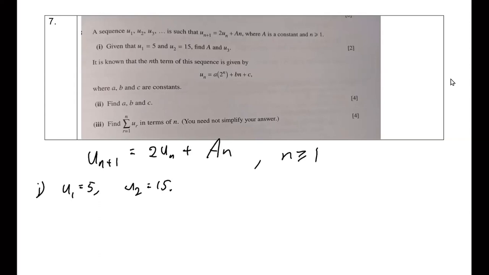Well, it's the same question, right? We just need to find out what's u1, u2, then u3. List them down using the given information. So u1 we already know is 5, u2 we know is 15. How about u3? This is when we should use the formula now.